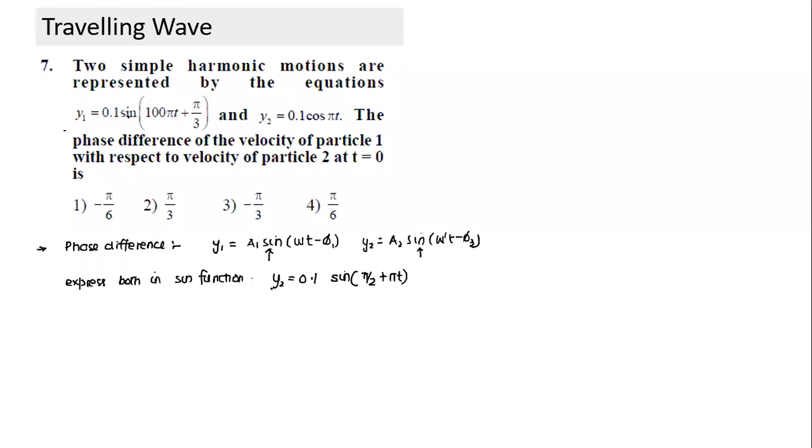Okay, so these are two equations, but we don't have to find the phase difference between their positions. We have to find the phase difference between velocities. Actually, the phase difference between positions and the phase difference between velocities will be the same, but we can do that also. So what is the velocity of particle 1?